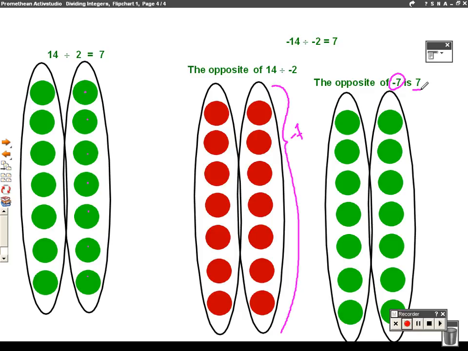And once again, if you don't want to use the picture, just think about that rule that you learned. Both of the signs are the same. Therefore, the answer needs to be positive.